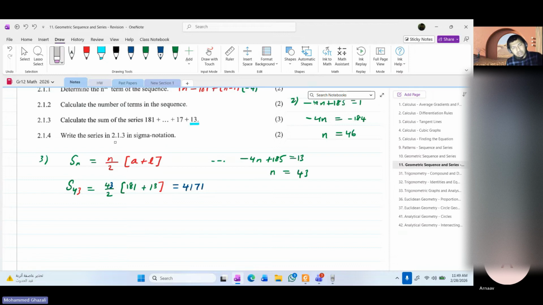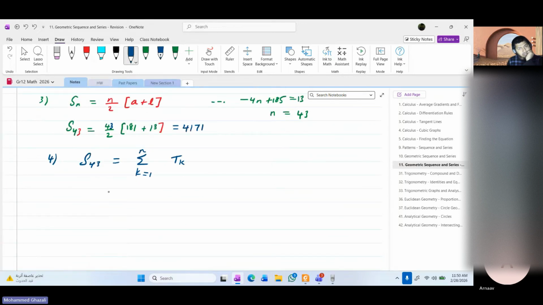Now, write the series in 2.1.3 in sigma notation. So we know we have 43 terms. S43 is equal to sigma. Remember, when you're writing a sigma, you use your Tk formula, with k equals 1 to n. So now k equals 1 to 43. We're summing up the first 43 terms. And what's Tk? You need to change the n into k. So that's negative 4k plus 185.